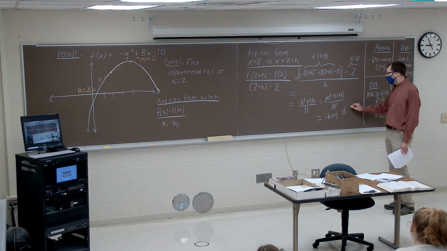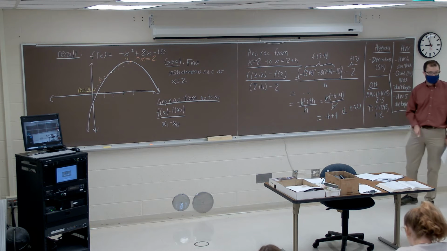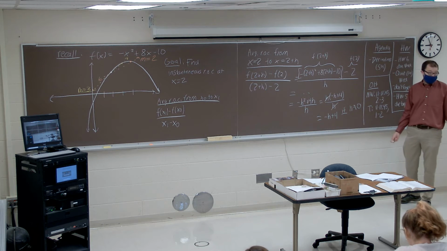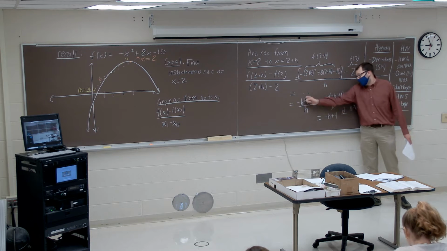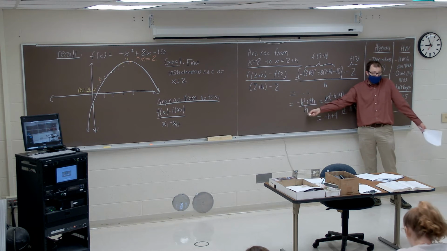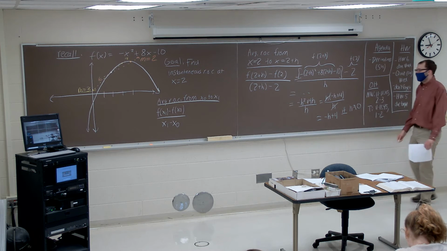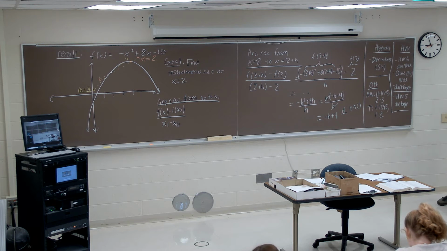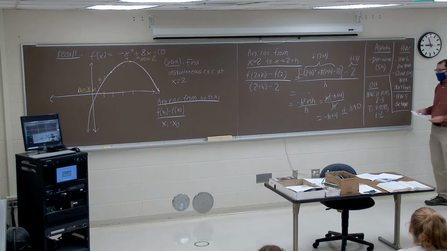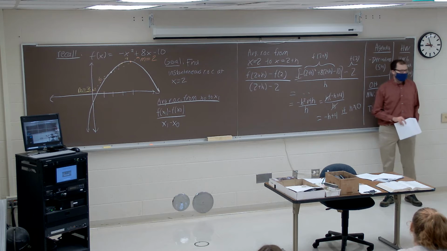if h is not equal to 0. Because if h is equal to 0, this expression will be undefined. We just get 0 over 0. So we need to make very clear that we can't use this expression at h equals 0 itself. And that's where we left off last class.